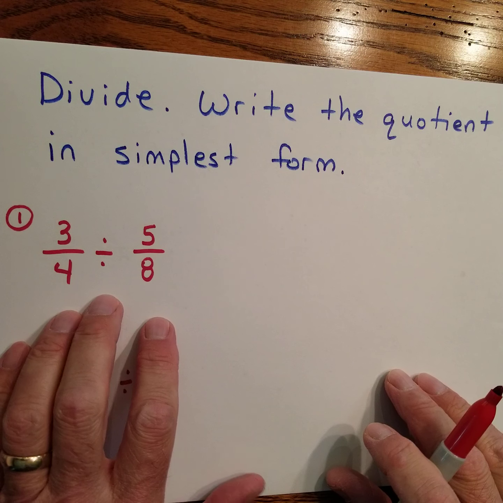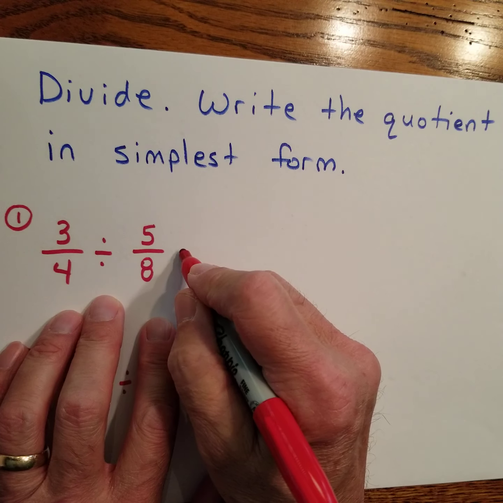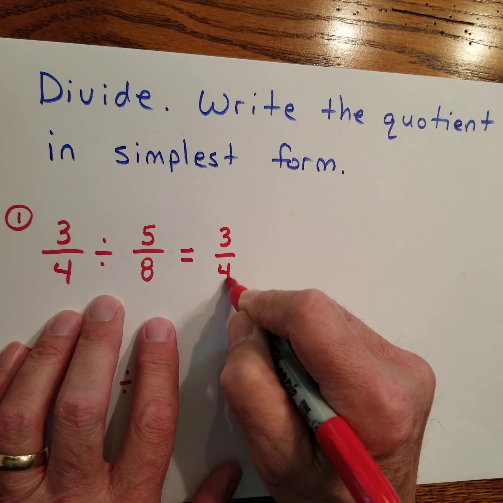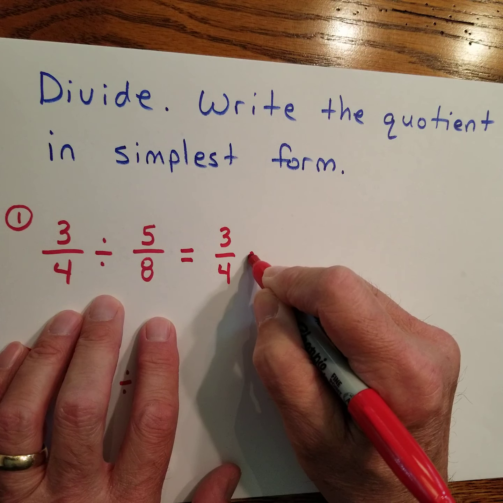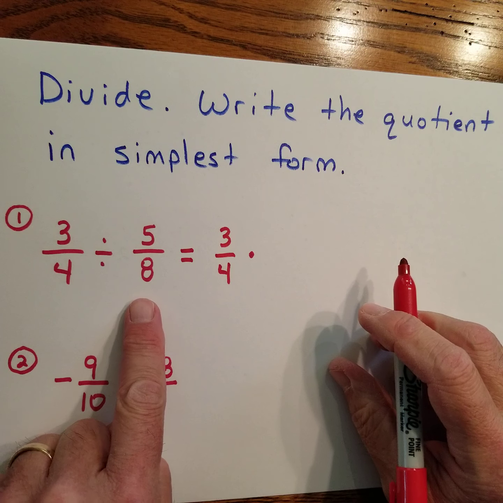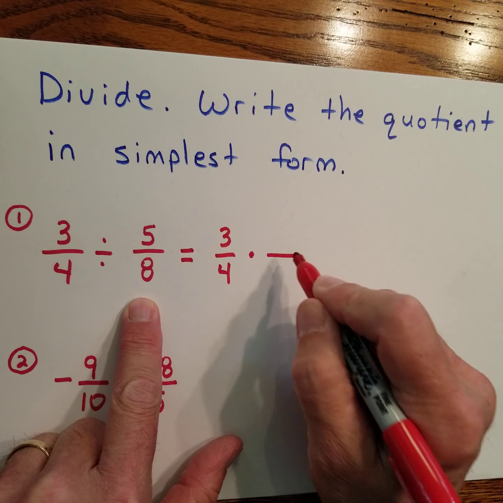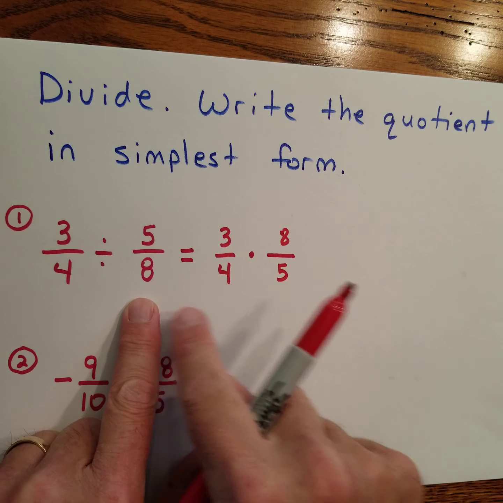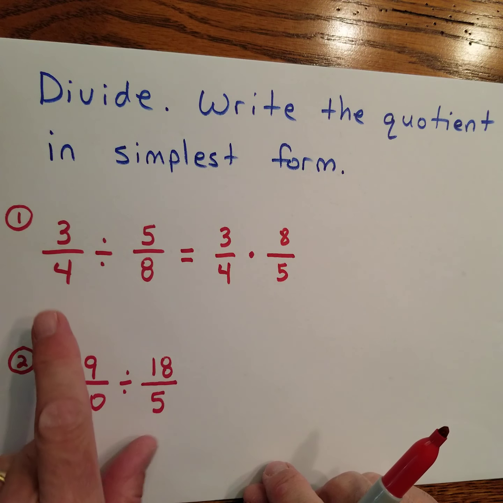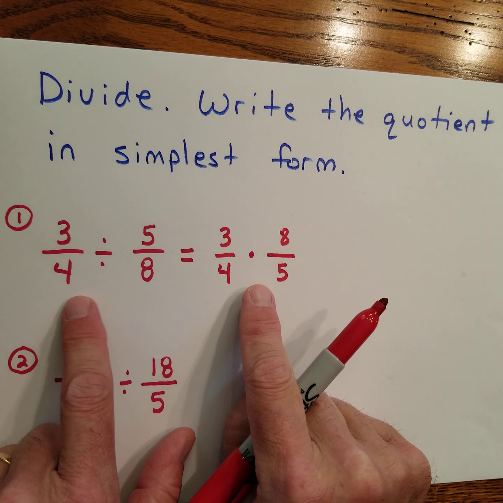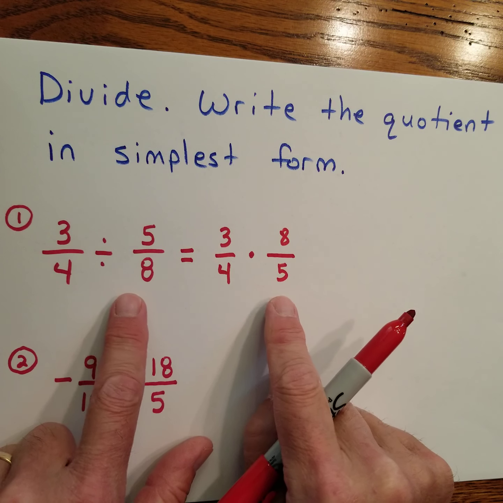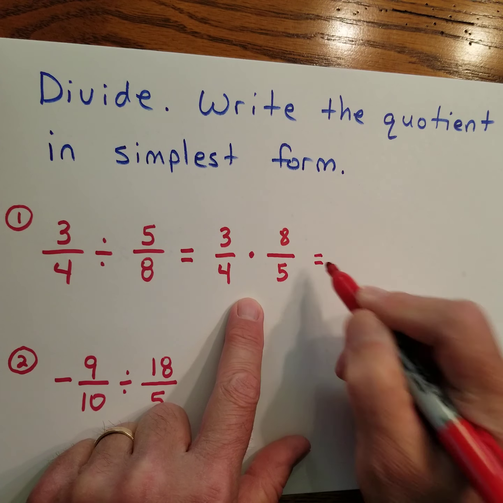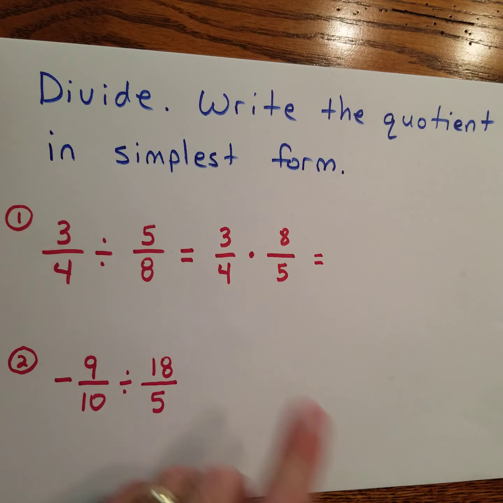If I want to take 3/4 and divide by 5/8, I rewrite it by copying the first fraction, changing it to multiplication, and taking the reciprocal of the second fraction. Reciprocal meaning flip it over. Copy the first fraction, change it to multiplication, reciprocal of the second fraction. Now it's just a multiplication problem, and we know how to multiply.